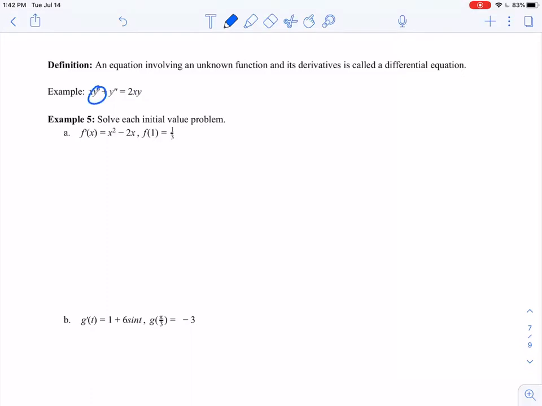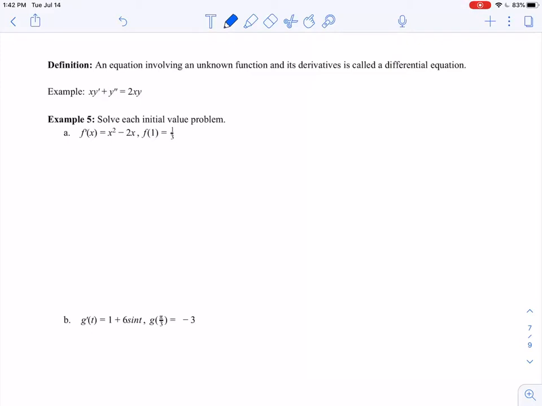This would be the derivative of that function. This would be the second derivative of that function. And we would be looking for a function of x that we can plug in for y, and that makes this equation true. It turns out that that's a pretty difficult task.